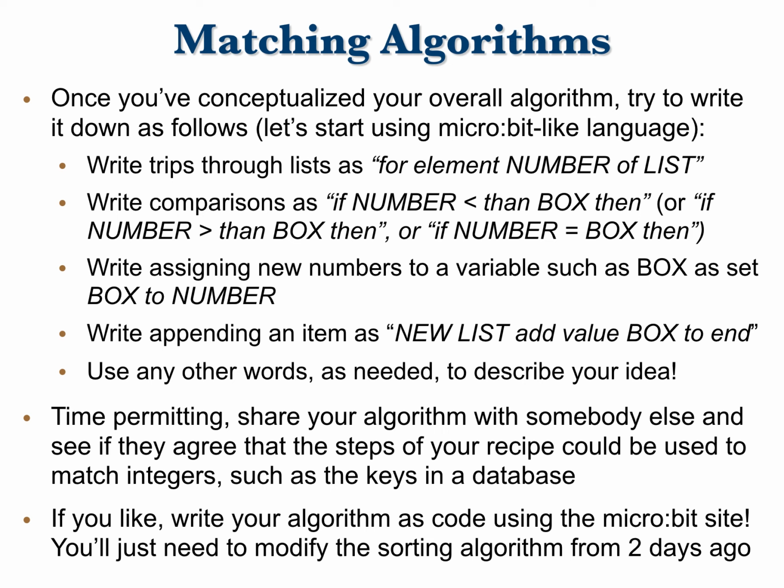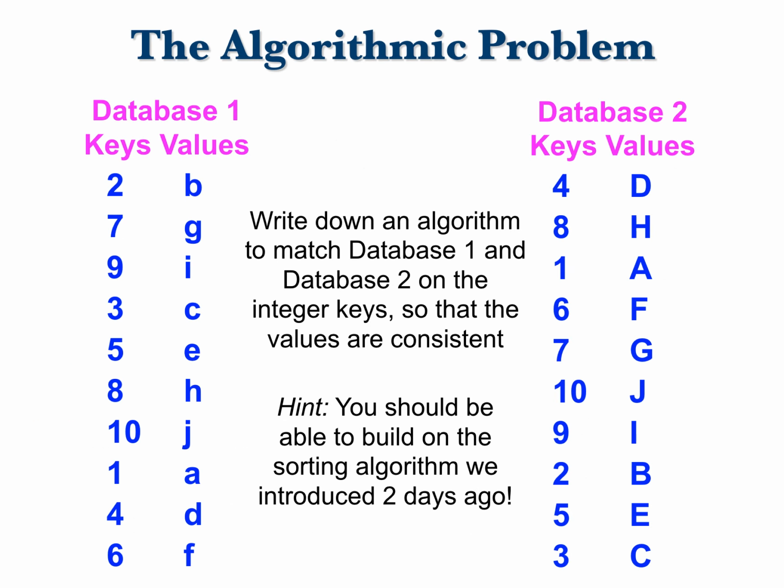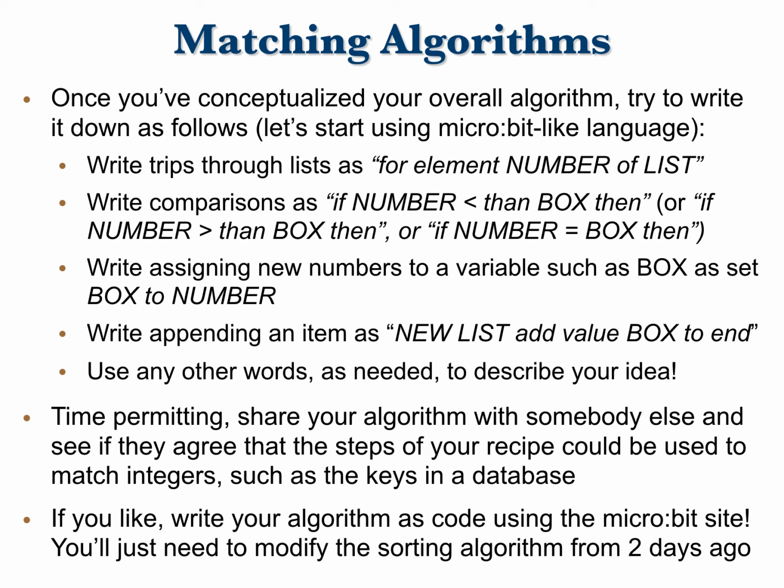So your task for today is to write an algorithm, as we've been doing in the past, down in words. So I would do this, then I would do this, then I would do this, to try and match these database keys. And again, focus strongly on the sorting problem we've already done. As before, once you've conceptualized the steps you would go through to sort those keys so that they would be matched for two databases, write down your idea, your recipe, your algorithm using certain words.